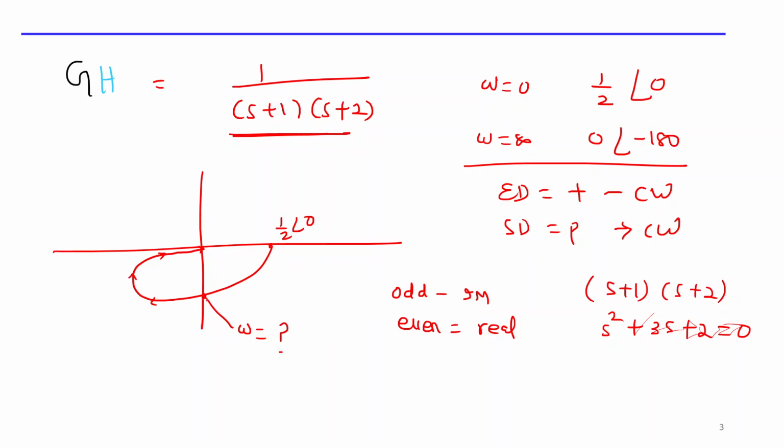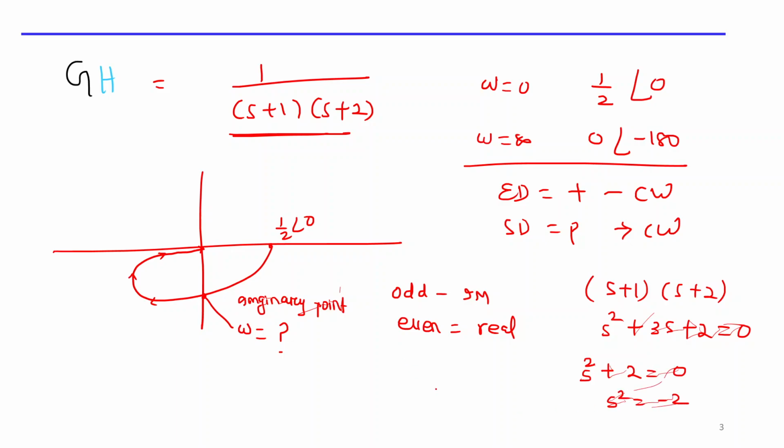This point means that point is an imaginary point. Imaginary point should be present and there is no real part. It means the real part you have to make it 0. So s square plus 2 you have to make it 0, and s square equal to minus 2.